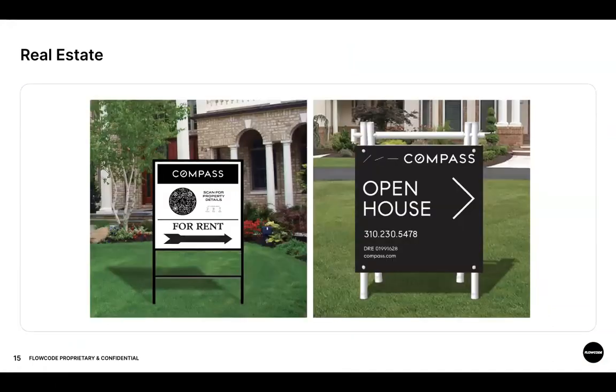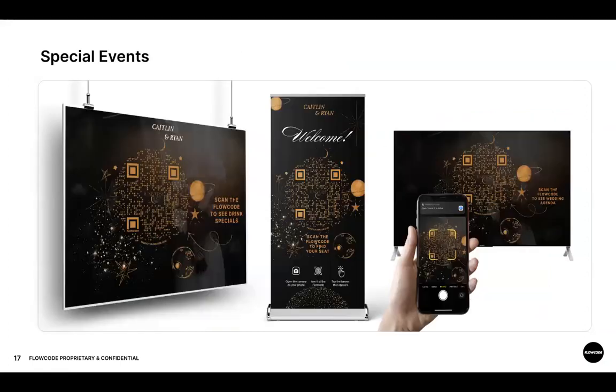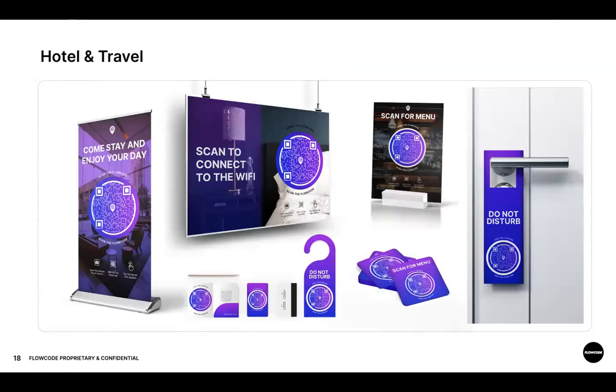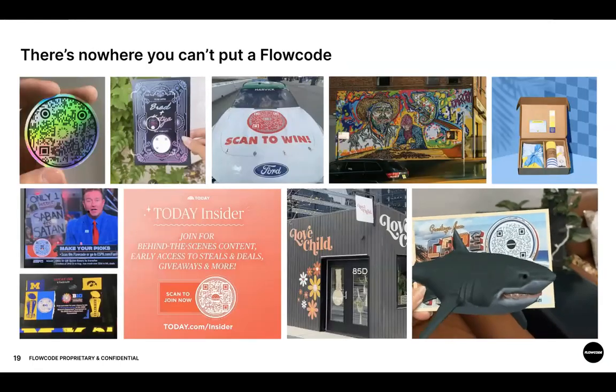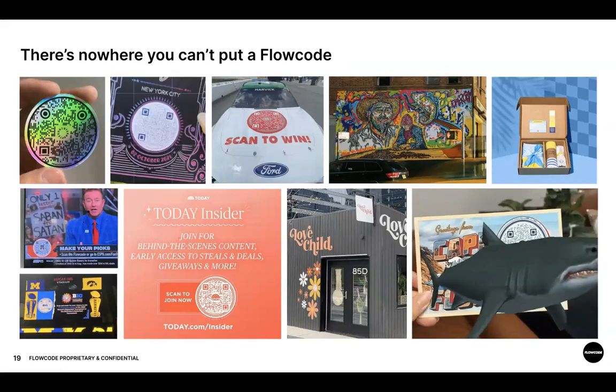Awesome. I'm just slowly walking you guys through just a few use cases and examples by vertical here. Again, they really run the gamut. This is just a small percentage of where you can put a Flowcode. I love this one specifically. At first glance, when you look at this one, it doesn't look like it would be for a wedding, but I love the presentation on this, pretty unique. Hotel and travel. And like Alex mentioned, there's really nowhere that you can't put a Flowcode.